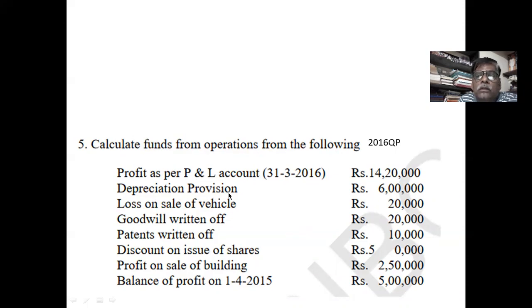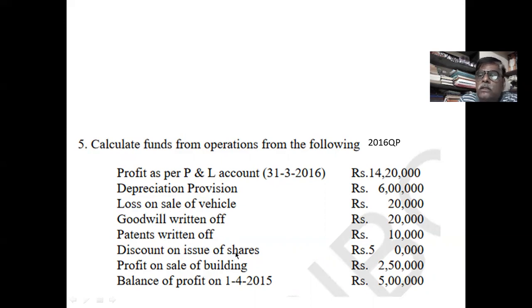Depreciation is a non-cash operating expense. It is non-cash, no payment of cash. Loss on sale of vehicle is also a non-operating expense. It is not related to operation. Goodwill written off, this is also not related to operation. Patent written off, this is also not related to operation.